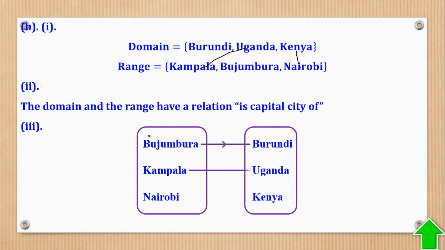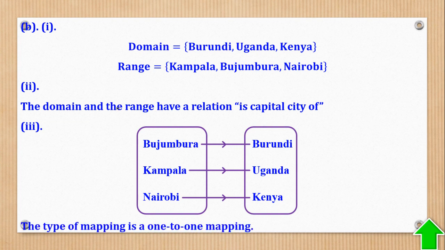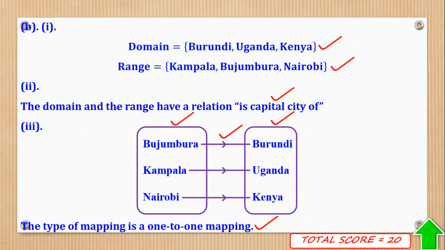So I think you realize that the arrows enter the box. Some of you, do you know what you do? You make the arrow just touch here and here. That is not okay. It must go to the exact item. So it must penetrate through this boundary here. So the type of mapping is a one-to-one mapping. So that's how we could get a score of 20.